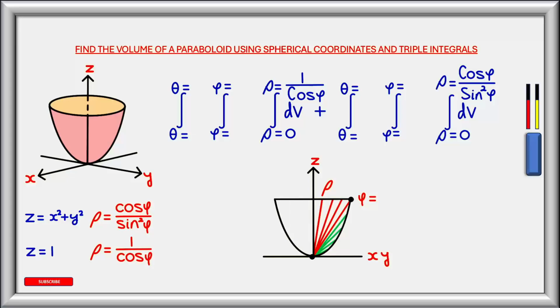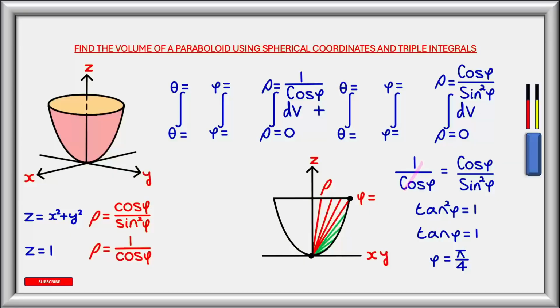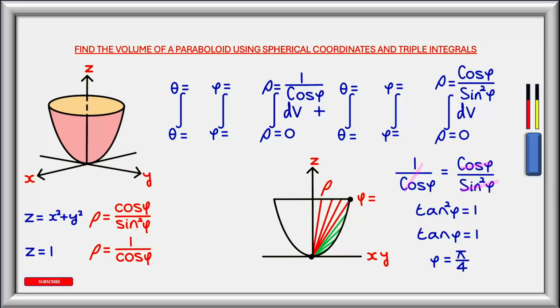To determine the angle of phi where this intersection occurs, we can equate the two equations. So 1 over cos phi, which is the upper plane, is equal to cos phi divided by sine squared phi, which is the paraboloid. If we multiply both sides of the equation by sine squared phi divided by cos phi, and use the trig identity where sine phi divided by cos phi is equal to tan phi, we get tan squared phi is equal to 1.